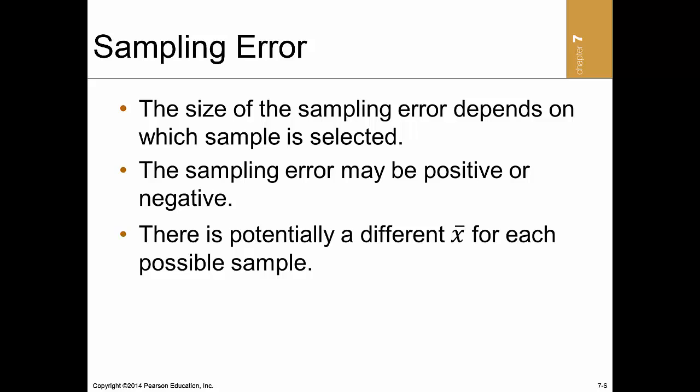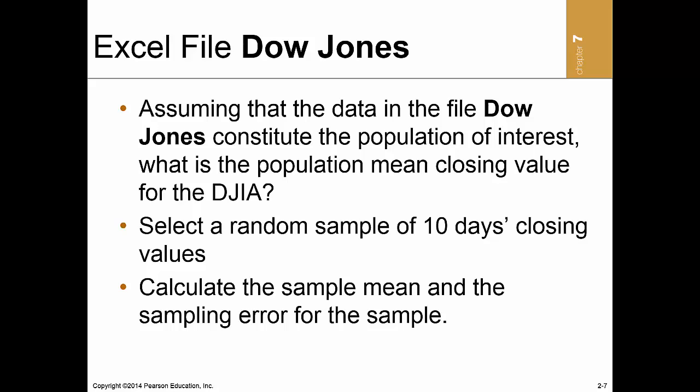In sum, remember 3 fundamental concepts about sampling. 1. The size of the sampling error depends on which sample is selected. 2. The sampling error may be positive or negative. And 3. There is potentially a different sample mean for each possible sample. Go ahead and open Excel file Dow Jones and answer the following questions.